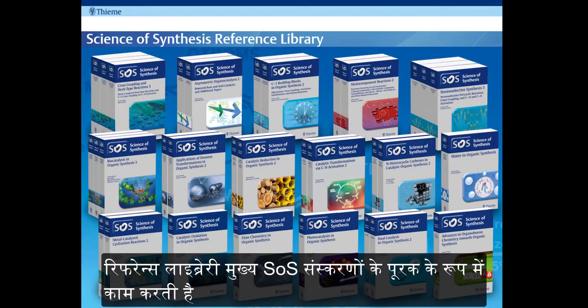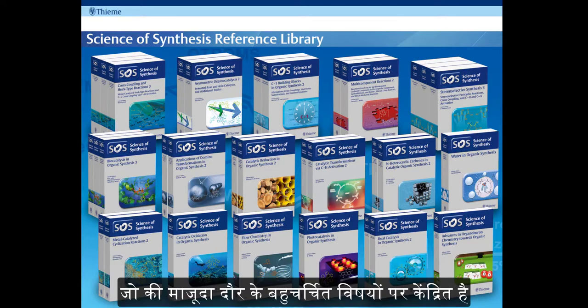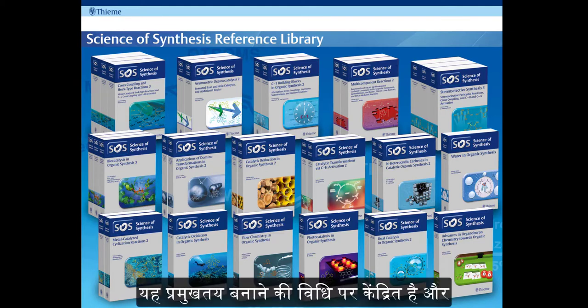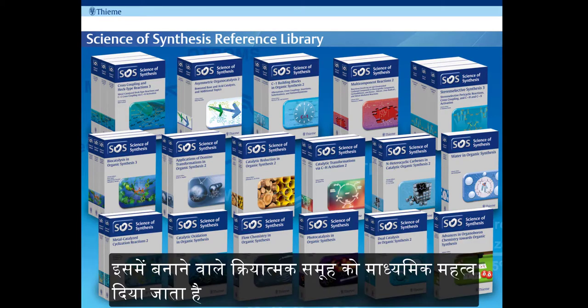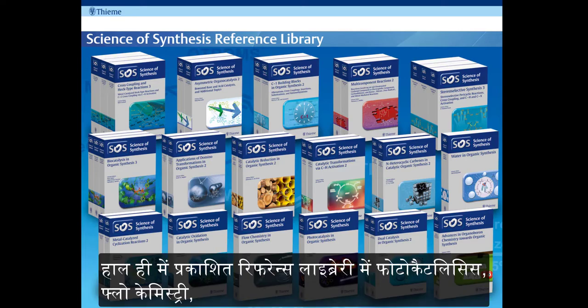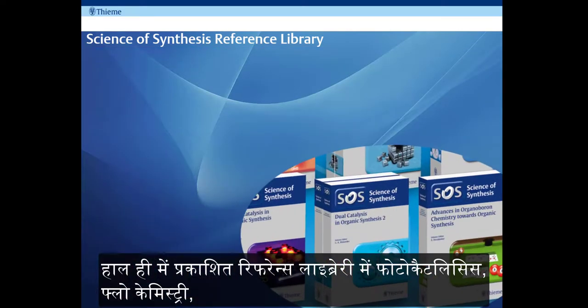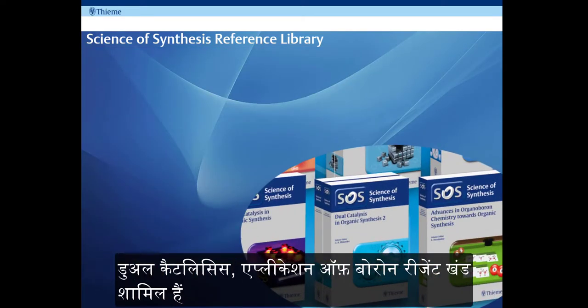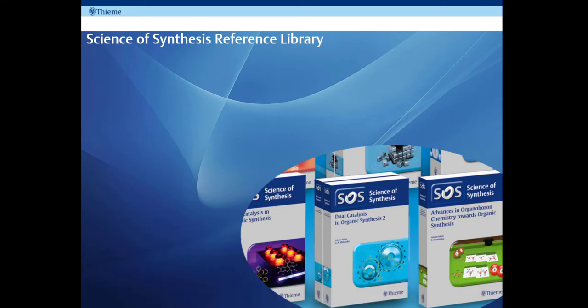The reference library complements the core content by focusing on subjects of particular interest without constraining it by product. The functional group you make is secondary. It's the type of method you use to get there that is the important thing. So what can I do with reagents of type Y, rather than how do I make functional group X? Recent reference library titles include photocatalysis, flow chemistry, dual catalysis, and the application of boron reagents.